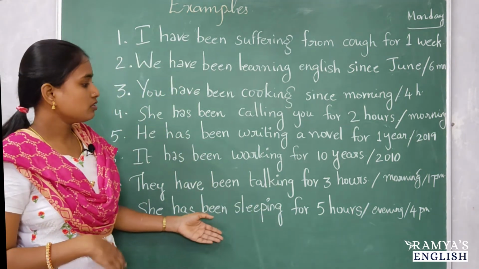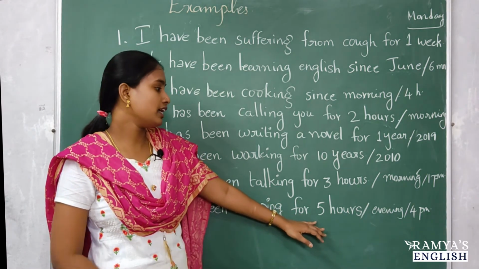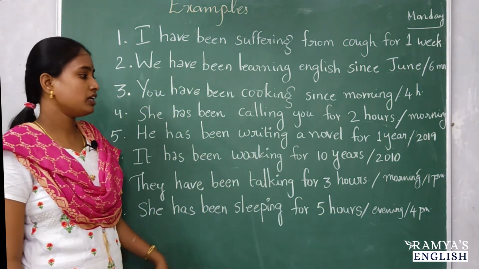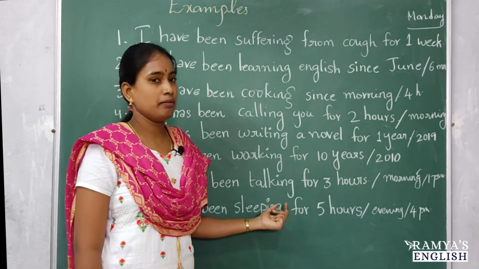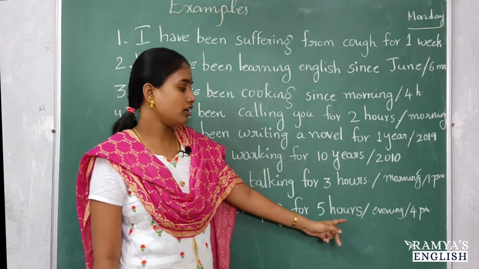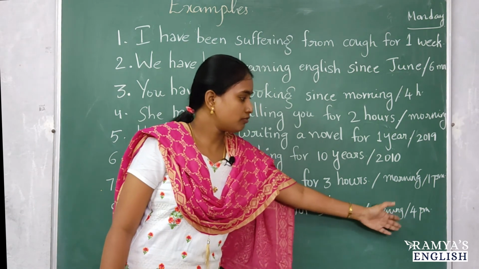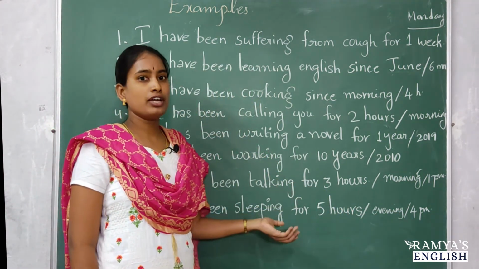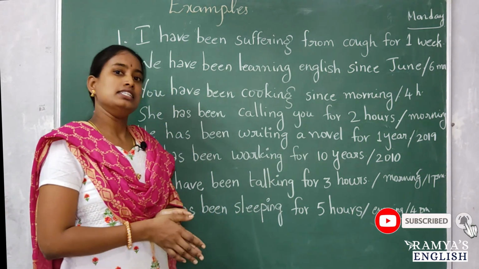She has been sleeping for 5 hours. Or if we want to replace for with since, we can use evening or 4 p.m. She has been sleeping since 4 p.m. She started sleeping at 4 p.m., and still she is sleeping. So for, here I have used period of time, that is 5 hours. If you know the exact time, you can use point of time. So for point of time we use the indication since.